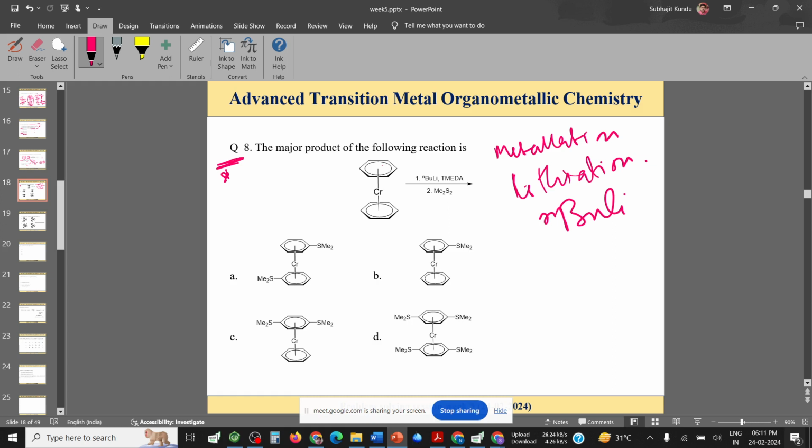Substitution reaction on these arene rings is difficult for bis arene chromium or any bis arene metal complexes, but with this method substitution can be done. So with this butyl lithium, what will happen? We know that butyl lithium is the reagent for lithiation, but there is another role for TMEDA. TMEDA has an important role over here.